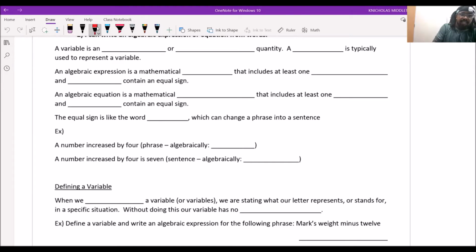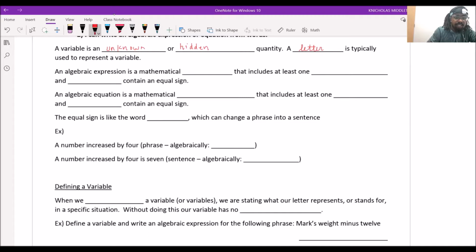A variable is an unknown or changing quantity. Unknown, or let's say hidden. And no, hidden and changing are the same, but I'll change it anyway. A letter is typically used to represent a variable. Okay, you could use symbols if you'd like to, or pictures even, but X, Y, Z are the typical ones that we use.